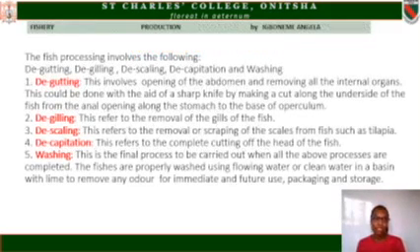Fish processing. The fish processing involves the following: the gutting, the gilling, the scaling, decapitation, and washing. 1. The gutting. This involves opening the abdomen and removing all the internal organs. This could be done with the aid of a sharp knife by making a cut along the side of the fish and from the anal opening along the stomach to the base of the upper colon.